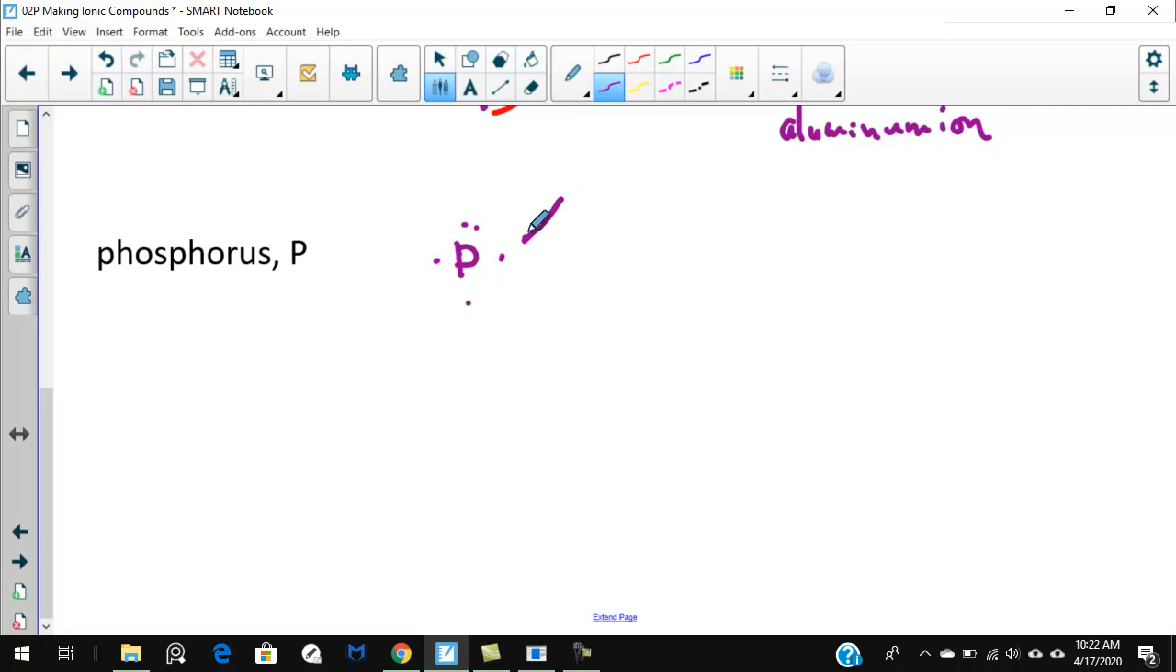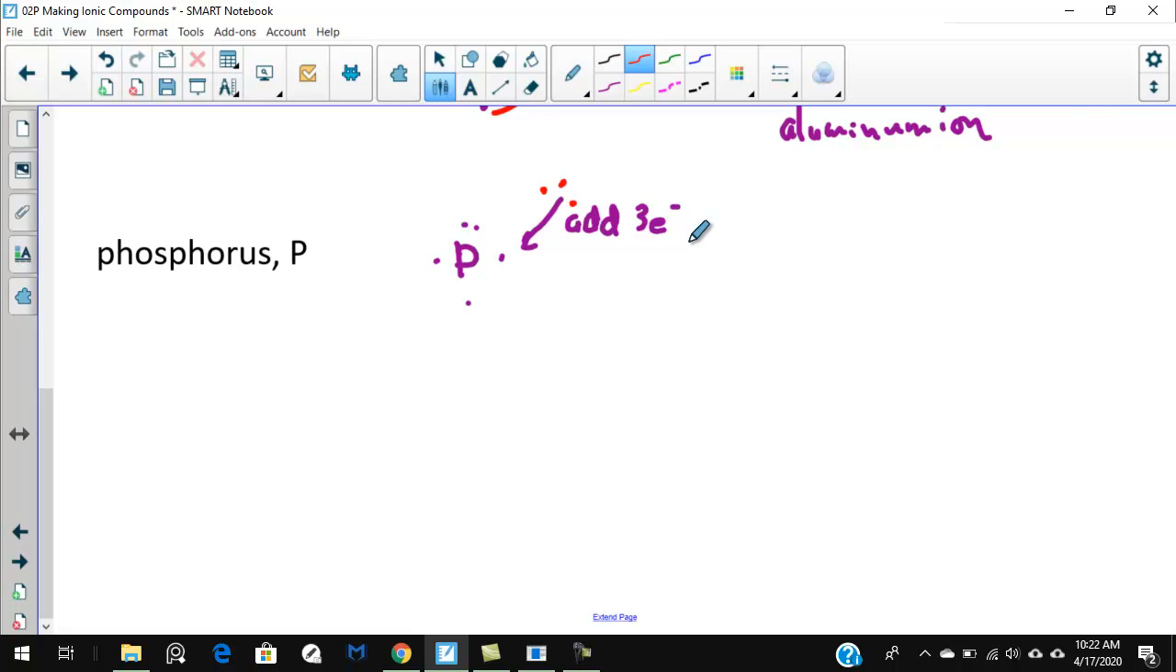and 5. Okay, it's a non-metal, so we know that it wants to gain. And then how many electrons do we have to add to fill it up? Well, to fill it up, it has to have 8, so we have to add 3 more electrons. 1, 2, 3, and that would fill up this outer orbit.